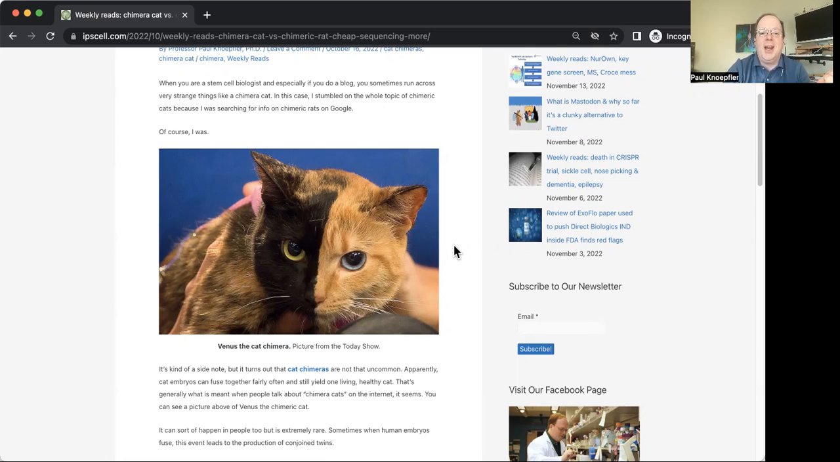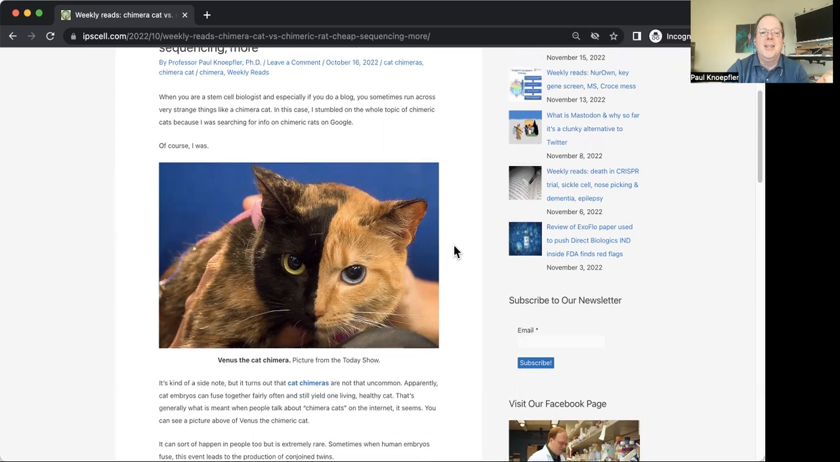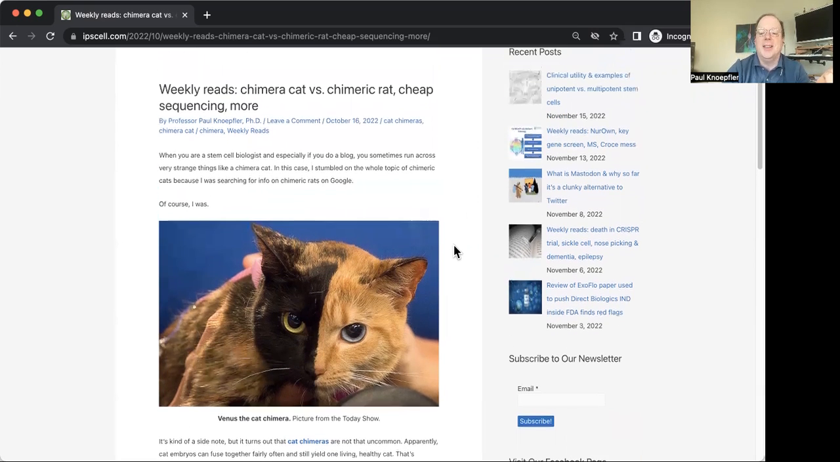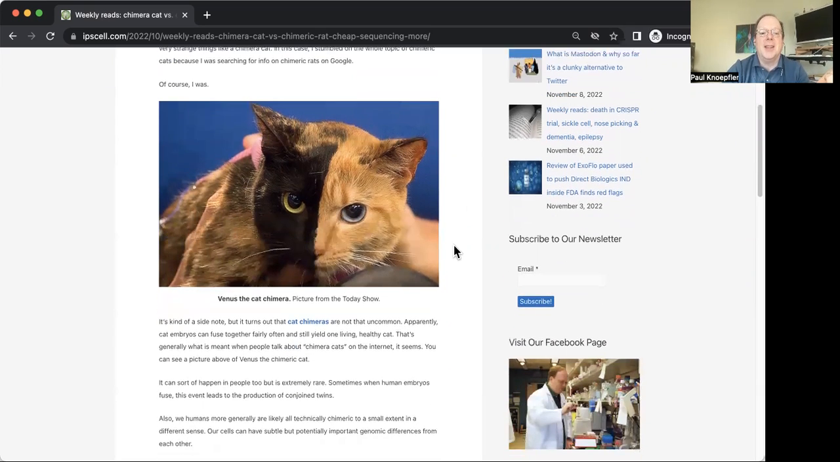You can actually go out and buy these cats. They look really cool, I think. And you can also sometimes see chimeras in other species out in the wild, but the chimeric cat seems to get the most attention, and people actually keep them as pets and things like that.